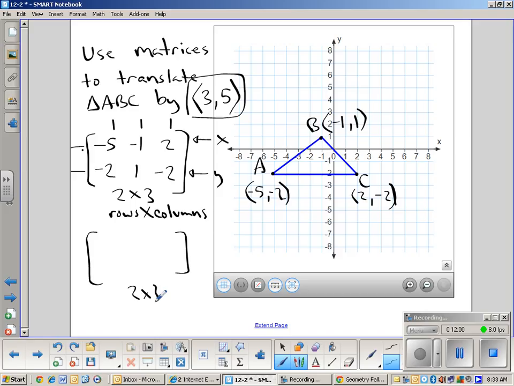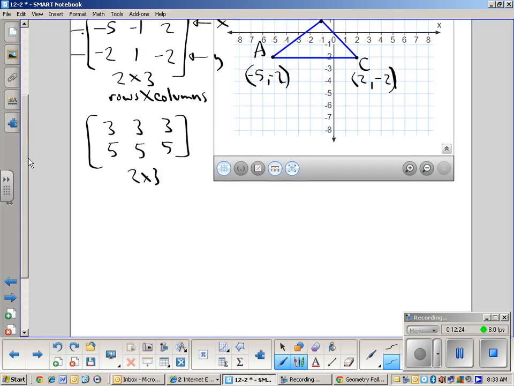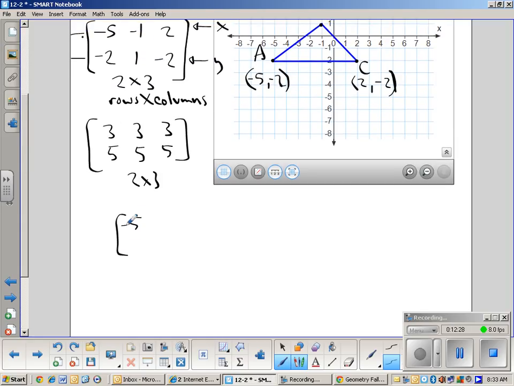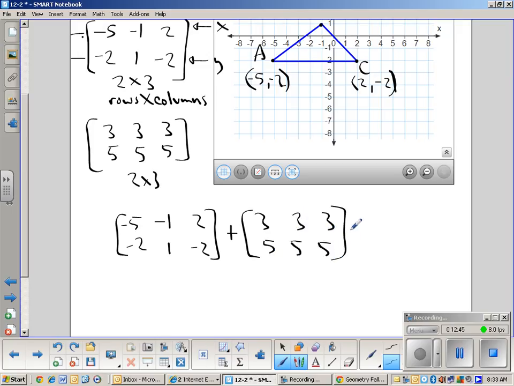So that means my translation matrix has to have exactly the same dimensions, 2 by 3, has to have exactly the same number of elements. And so the difference is we're translating all the x's by 3, so I need to put 3's on all the top values. We're translating all the y's by 5, so I need to put 5 on all the y values. Okay? And so if I rewrite that, -5, -2, -1, 1, 2, -2. Translation means I'm going to add this to my translation matrix, which was 3, 3, 3, 5, 5, 5. And then my result is going to be what I get when I add those.